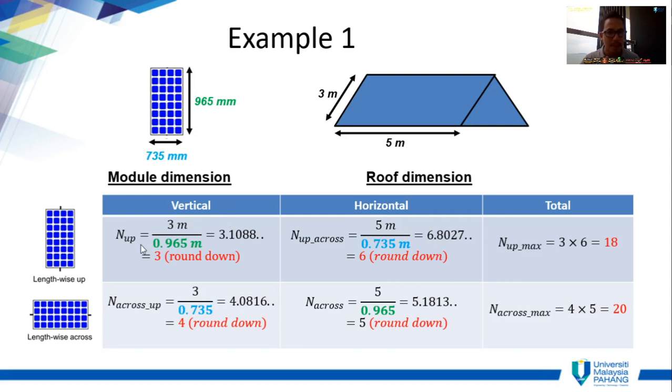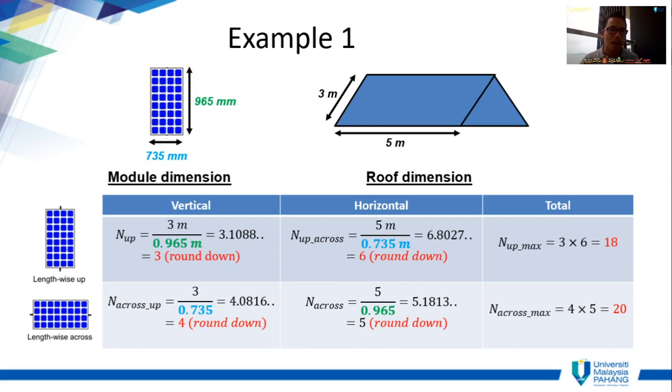So vertical here and up is 3 meters, because the width of the roof over the length of the module, which is 965 millimeters, which is equal to 0.965 meter. And you're going to get the value of 3.1088 dot dot dot. Okay, but here, because they are giving you decimal numbers, what should you do? Here you need to round it down to 3, not round it up to 4.